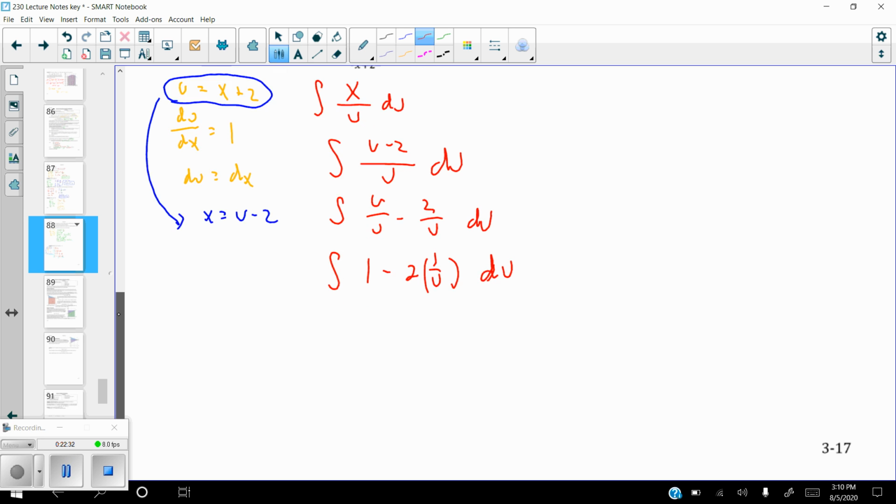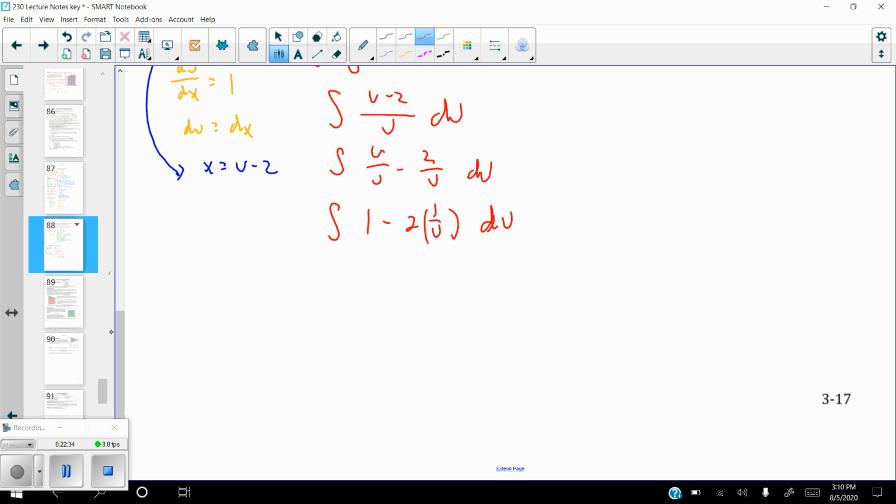And the reason that I did that is because now I can take antiderivatives with respect to u. The antiderivative of 1 is just u. The antiderivative of 2 times 1 over u is 2 times the natural log of the absolute value of u. And then plus c, because this is an indefinite integral, there were no bounds.